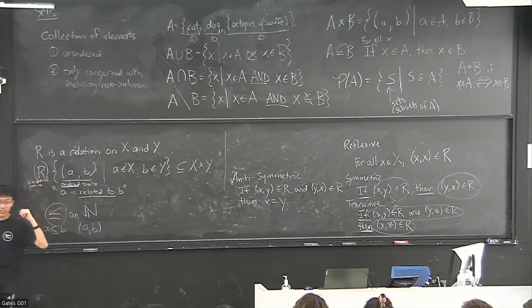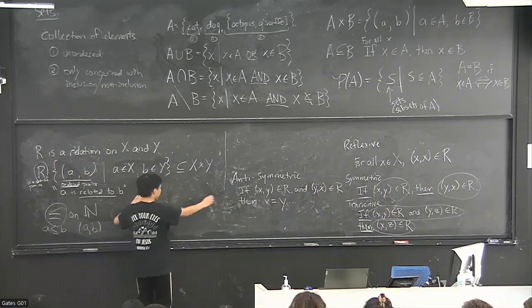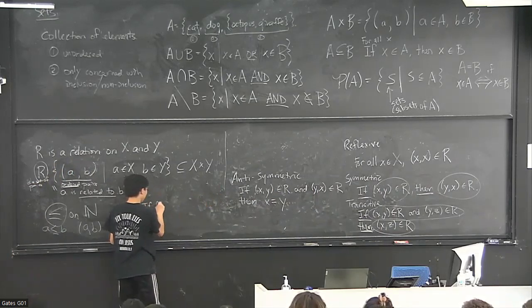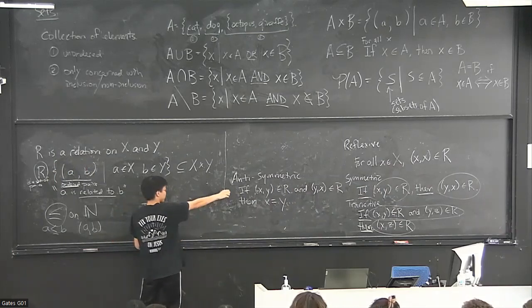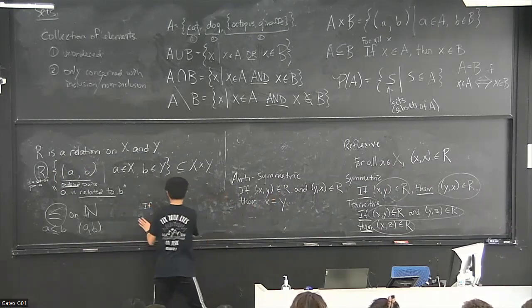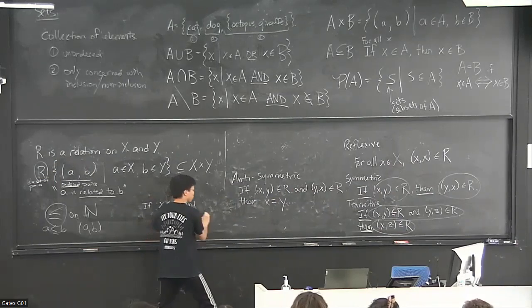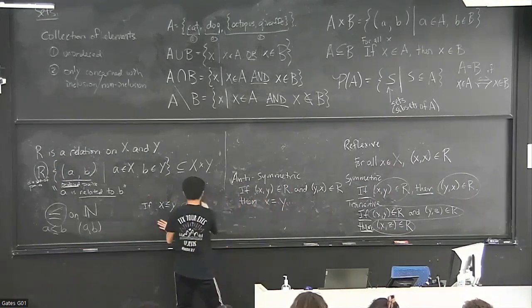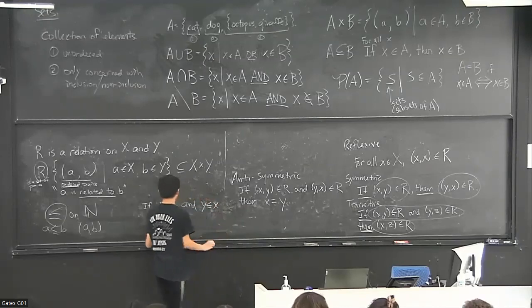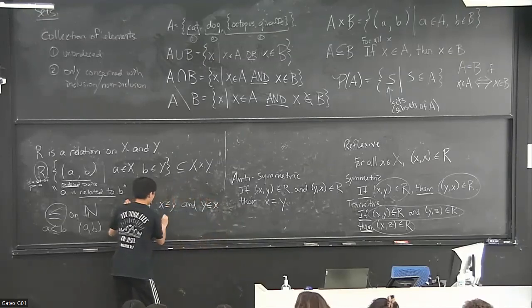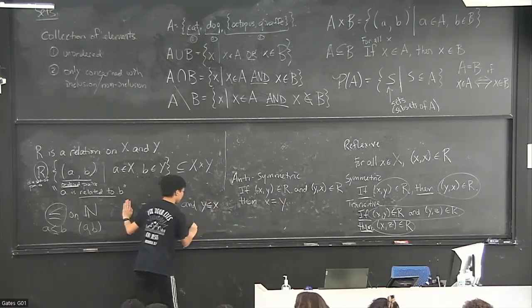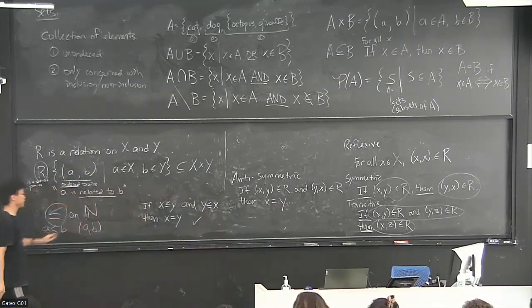So the less than or equal to relation is anti-symmetric because what this is saying is if x, y is in R. So what does x, y being in R mean? It means x is less than or equal to y. And what does y, x inside R mean? It means y is less than or equal to x. Then x and y are equal. This is true. Therefore, the less than or equal to relation is anti-symmetric.